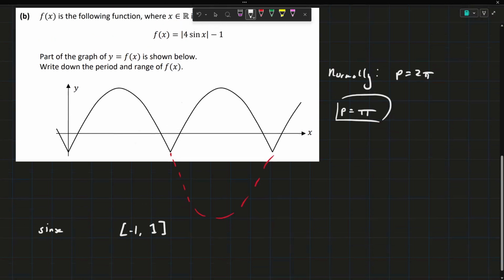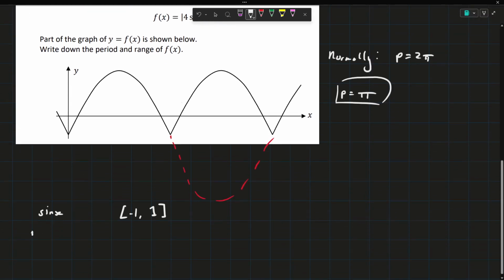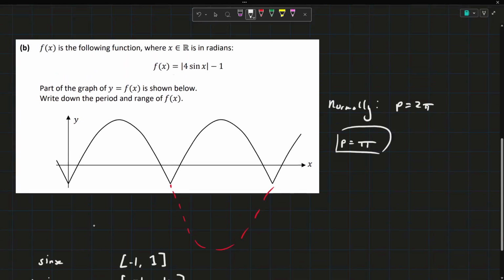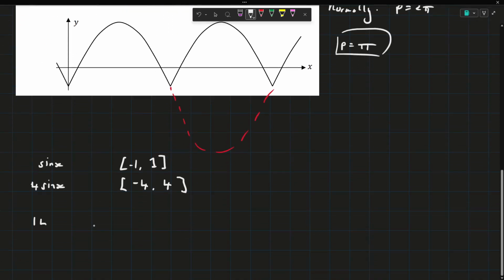Then we multiply this by 4, because here we have 4 sine x. If we got minus 1 for sine x, then 4 times minus 1 will give us minus 4 as the smallest answer, and the biggest one is 4. Then if we take the absolute value of 4 sine x, now the smallest it could be is 0, obviously, and the biggest it could be is still 4.